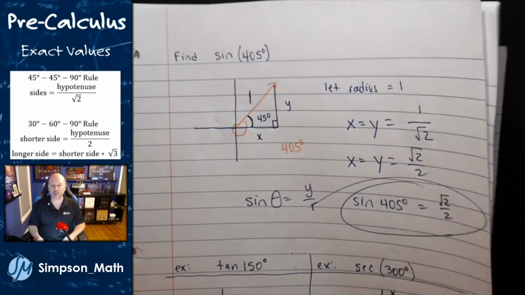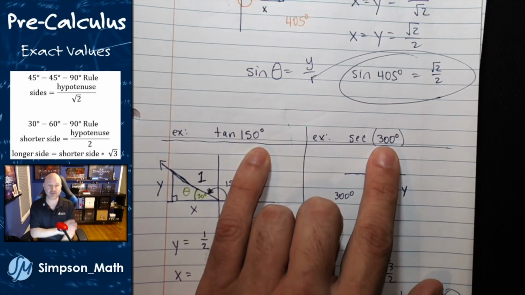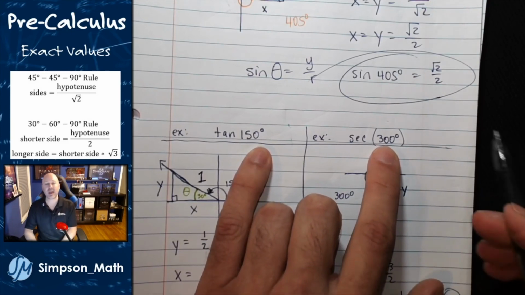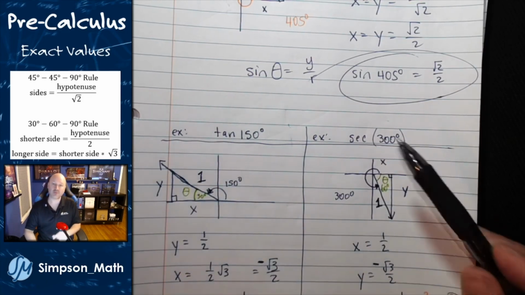But I claim you can do this on the homework now. I'm going to give you degrees that are multiples of 45 degrees or the 30, 60 degrees, and you should be able to find exact values of those 6 trig functions.